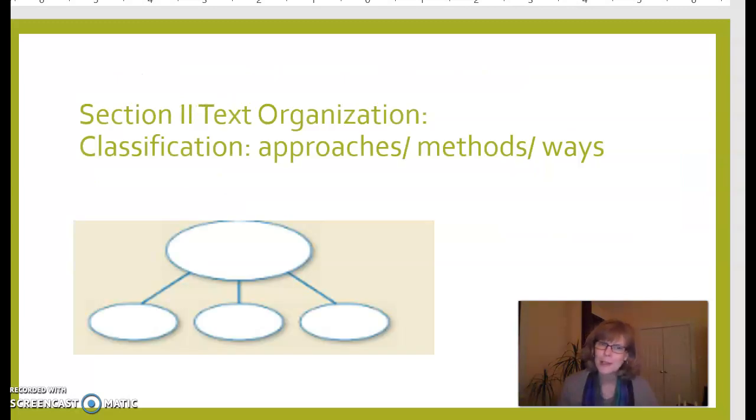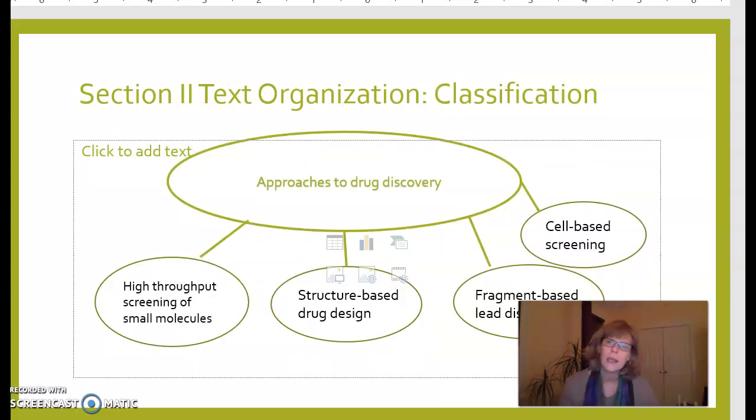So I would call section 2 classification. It really is showing different approaches, different methods, different ways that researchers get started as they're looking to discover new drugs, right? And we find out as we look in the first paragraph of section 2 that there are 4 different approaches to drug discovery. And they give us these 4 different approaches, models, designs throughout that section.